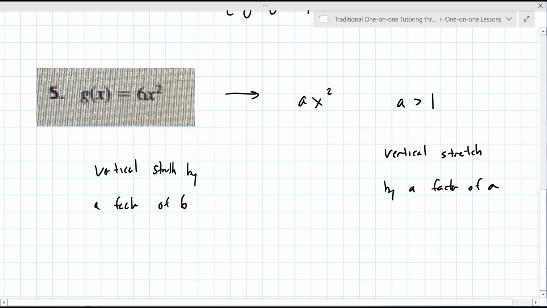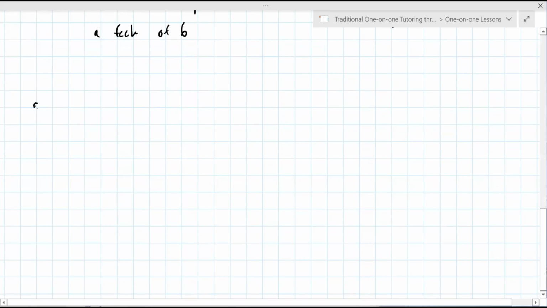Now, some teachers will let you get away with just saying vertical stretch by 6. If you're in an honors class, I would try to go for the full information. Okay. Any questions on that before we look at another one in that section there? No. Okay, so 8 is 0.75 x squared.